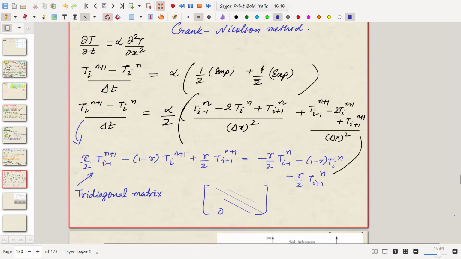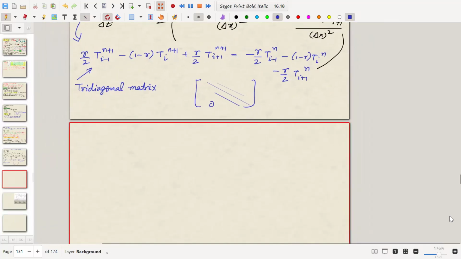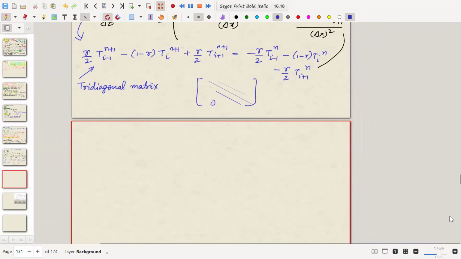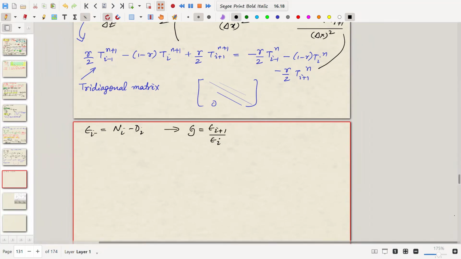Okay, fine. This is a bit hard method. We got it. But how is this Crank Nicolson scheme unconditionally stable? That we have to check. For this method also, similarly, you can compute epsilon_i, that is epsilon_i equal to N_i minus D_i. In the same way, that leads you to the amplification factor, epsilon_(i+1) by epsilon_i. We will not do that calculation again, that is very hard now, but you can do it.